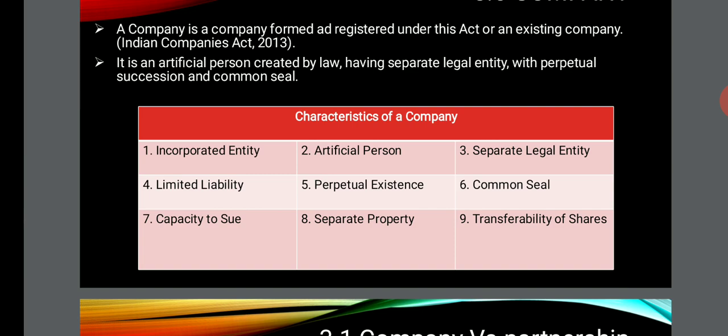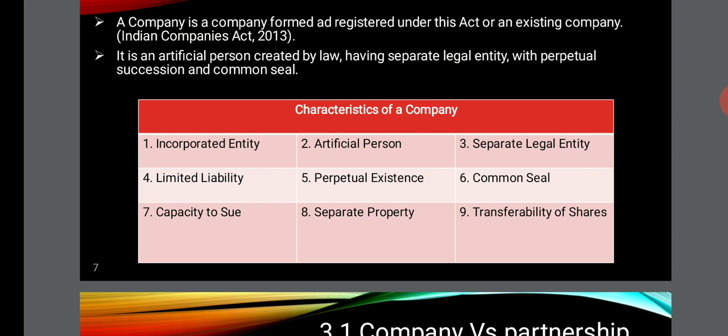What are the characteristics of a company? First of all, it is an incorporated entity. It is incorporated under a law. It is an artificial person. It is treated as a separate person from its promoters. Separate legal entity. It has separate legal entity when it comes to its promoters. Promoters are different from the company.